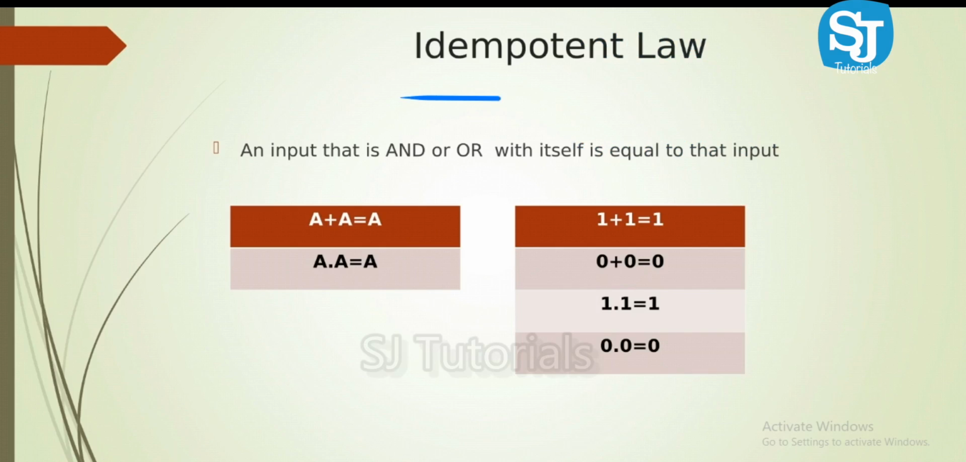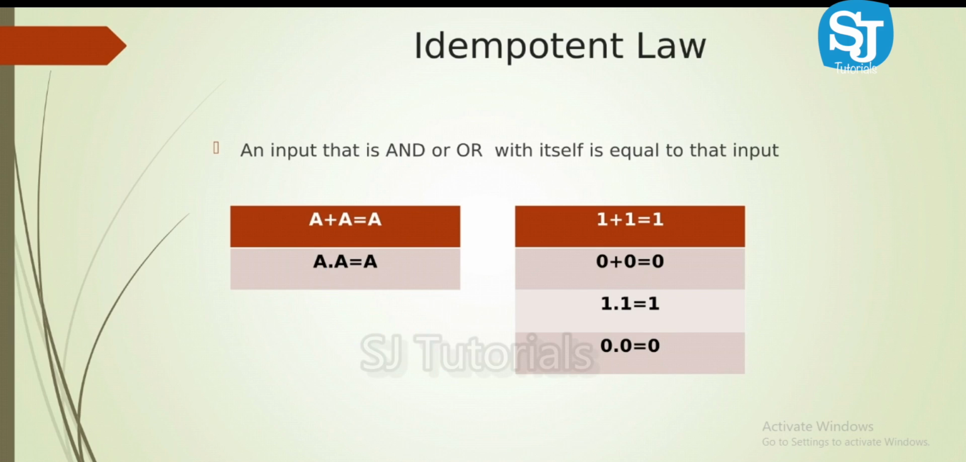Then the next law is the idempotent law. Idempotent law means an input that is AND or OR'd with itself equals that input. For example, here A plus A, we will get the answer A, and A and A, we will get the answer again A. For example, A plus A plus A plus A, we will get the answer A, and A and A and A and A, we will get the answer A.